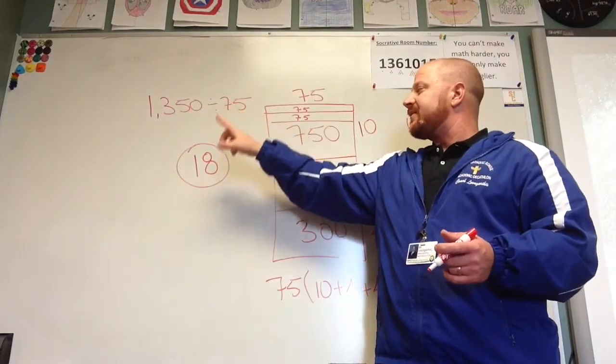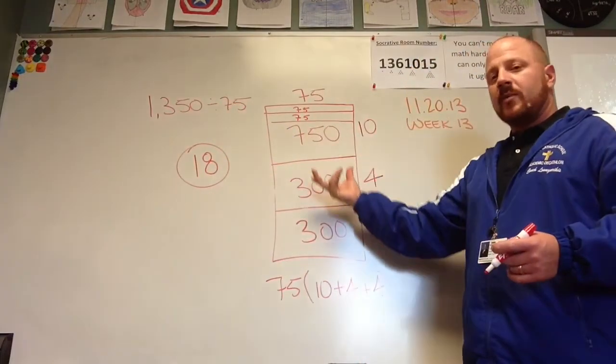So 1,350 divided by 75 gives me 18, and this is how we can represent that as an area model.